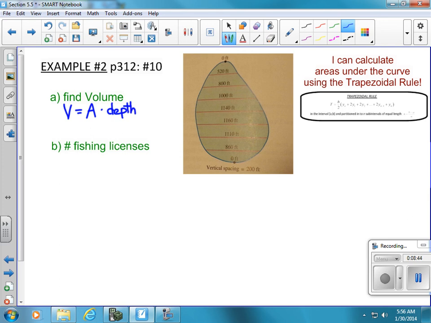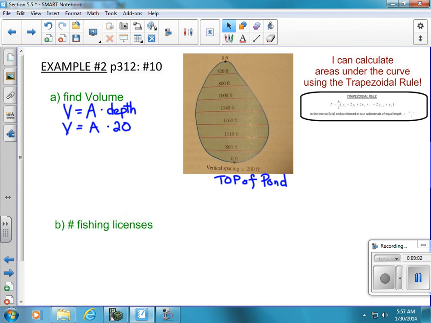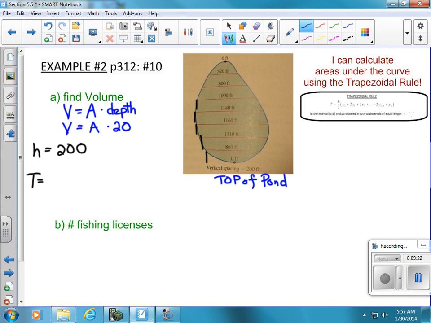So remember that volume equals area times the depth, D-E-P-T-H. All right, this is the top of the pond. That's what this is a picture of. This picture is also in your book. So the volume is 20 times the area. We're going to estimate the area using the trapezoidal rule and using this picture. Okay, so one of the things it told us is that our H value equals, I just said it, 200. So in between each of these values is 200. All right, so that helps us out because we don't have to calculate it. We have 200 over 2.